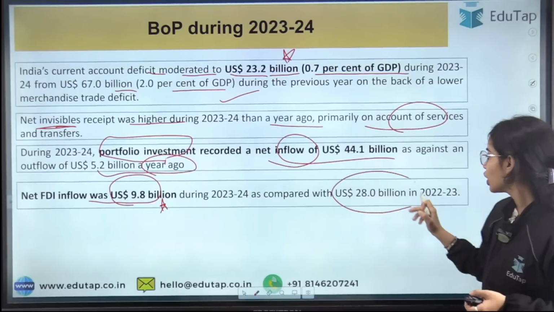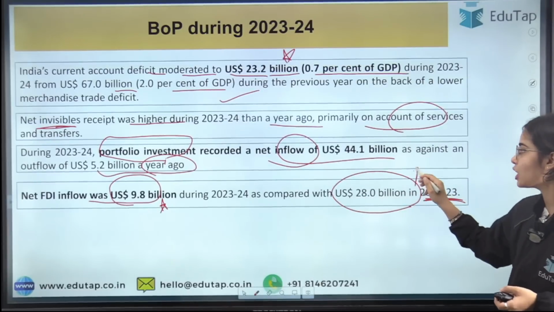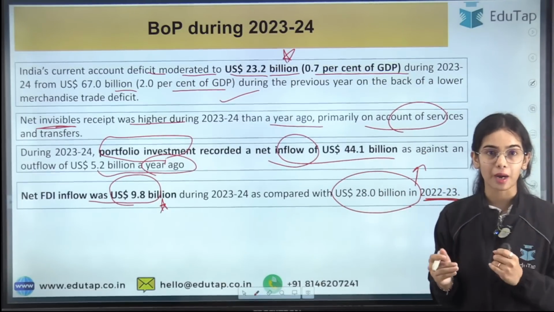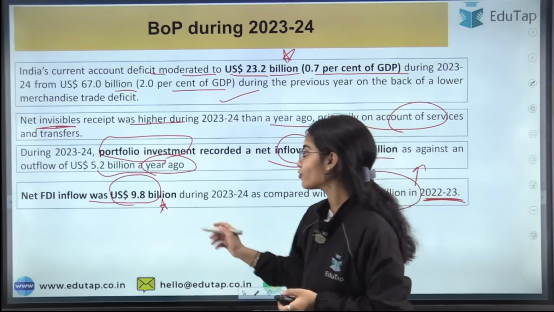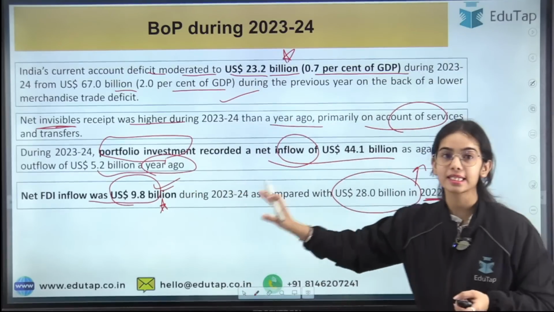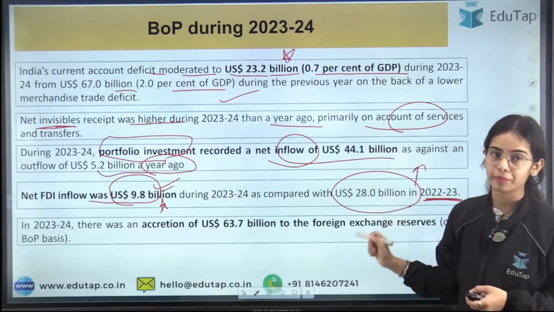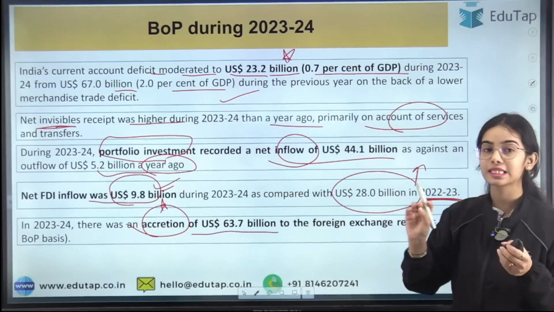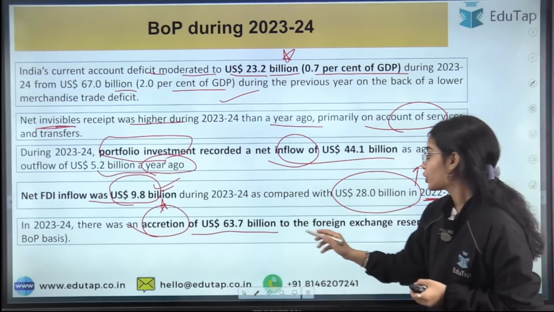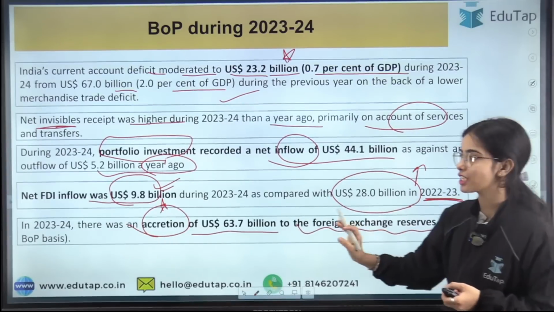In the previous year, 2022-23, there was a higher FDI inflow. But in this year, 23-24, the net FDI inflow was positive, but it was lesser as compared to the previous year. In 2023-24, there was an accretion of $63.7 billion to the foreign exchange reserves on a balance of payment basis.